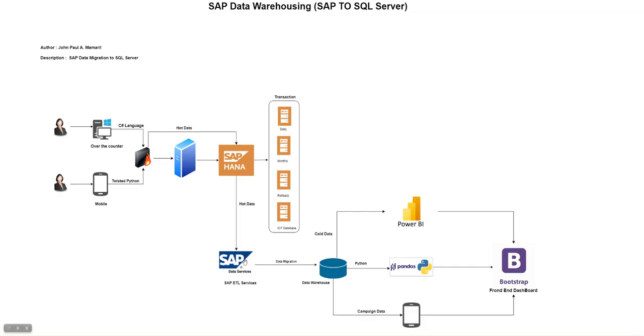This time I created a migration using Data Services. So SAP Data Services to data warehousing. This is SQL Server, the data warehouse. Then SQL Server is the source for Power BI for reporting, Python for data analytics, and campaign data. All these three are included in this front-end dashboard.